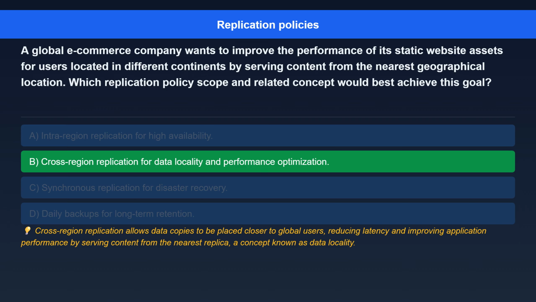The correct answer is, quote, cross-region replication for data locality and performance optimization. Here's the explanation. Cross-region replication allows data copies to be placed closer to global users, reducing latency and improving application performance by serving content from the nearest replica, a concept known as data locality.